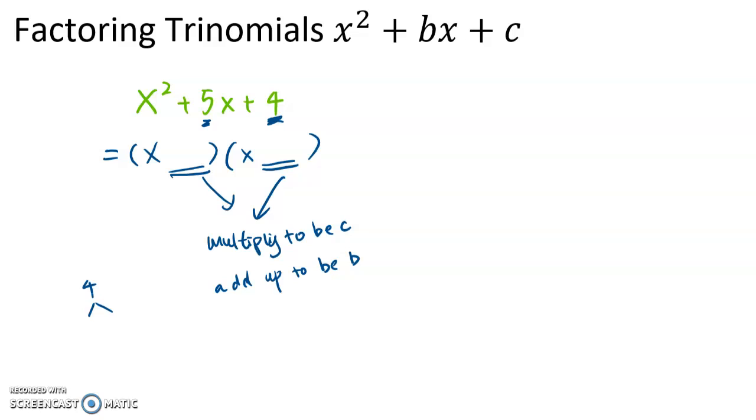There are two combinations, right? One is 4 times 1, and the other combination is 2 times 2. That's all the possible combinations of factoring 4. Okay, so the two numbers need to add up to be 5. All right, so it seems like the combination is this one, right? 4 times 1. The two numbers we're looking for are positive 4 and positive 1. Let's check again. Do they multiply to be 4? Yes. Do they add up to be 5? Yes. And that's how we factor this trinomial.